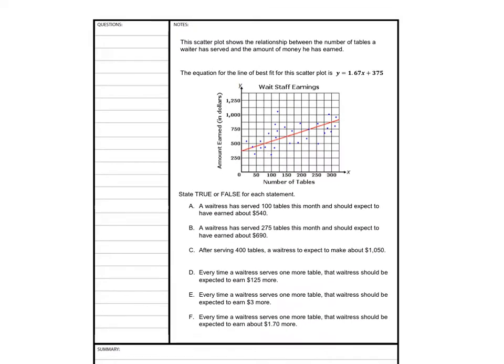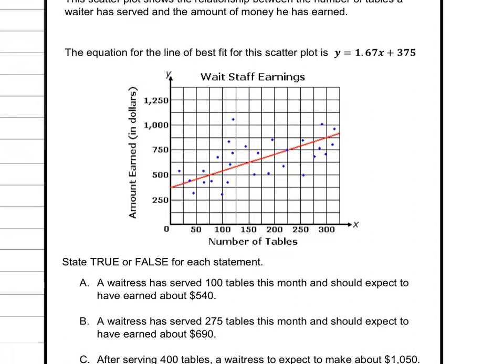It says this scatter plot shows the relationship between the number of tables a waiter has served and the amount of money he has earned. I used the word waitress and she because I didn't read the question. So we're talking about a waitress, but waiter, waitress, oh well. The equation for the line of best fit, it tells you, is 1.67x plus 375. And it's already got the line of best fit drawn in for you. It's already got the points all there for you. So we're going to do some true or false questions. We're going to look at these statements and say whether it's true or false.